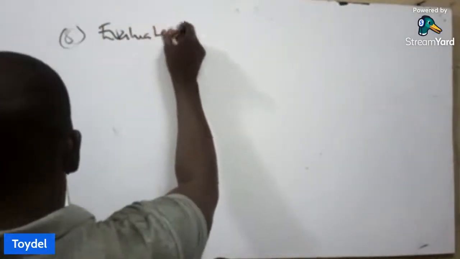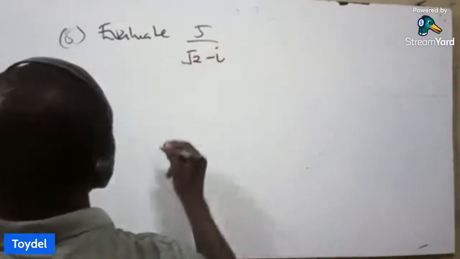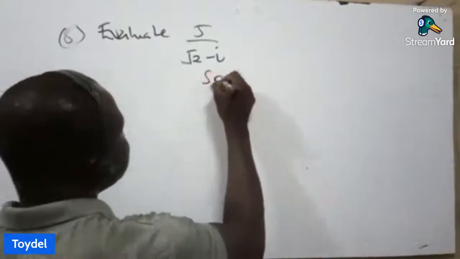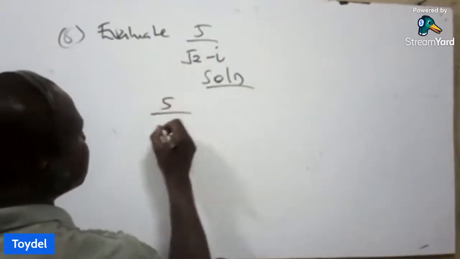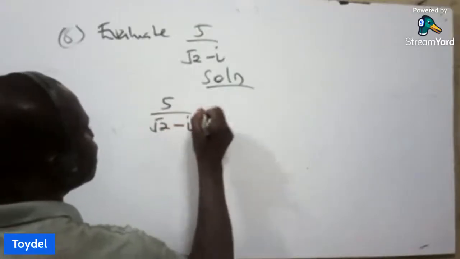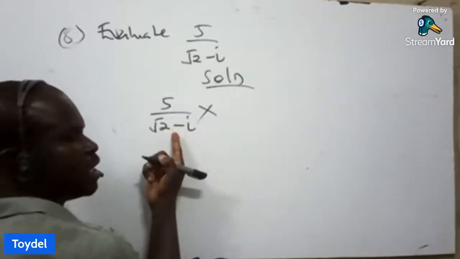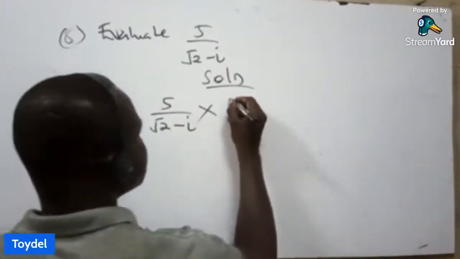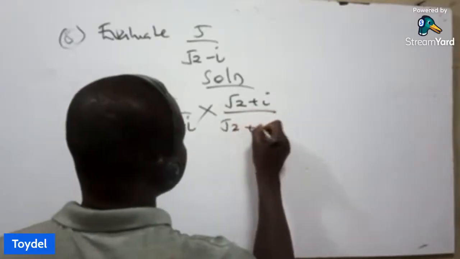Evaluate. The question says evaluate 5 all over square root of 2 minus i. You see, when you have i, it's talking about complex number. So if this is complex number, then of course we are going to rationalize. If you rationalize this, we are going to rationalize with the conjugate of this sort. Conjugate simply means when it is minus here, you change it to plus. If it is plus here, you change the sign to minus. So I'm going to have square root of 2 plus i all over square root of 2 plus i.